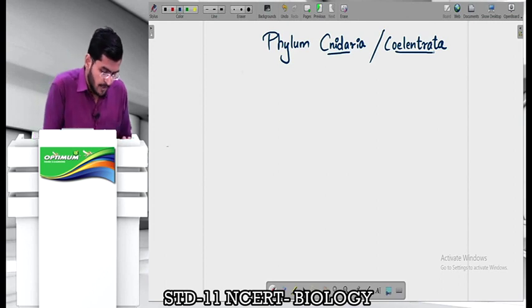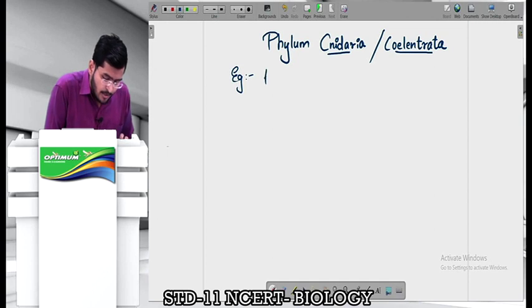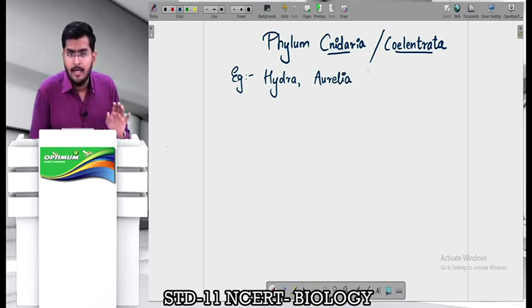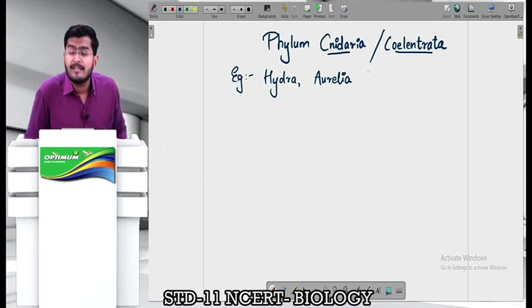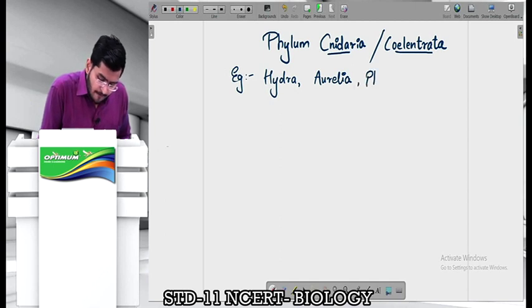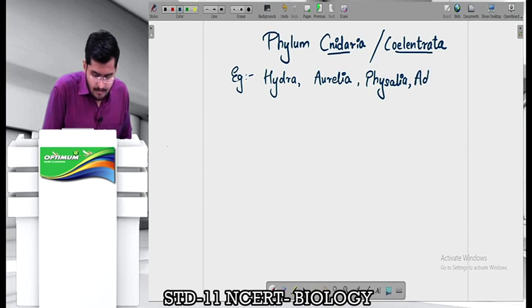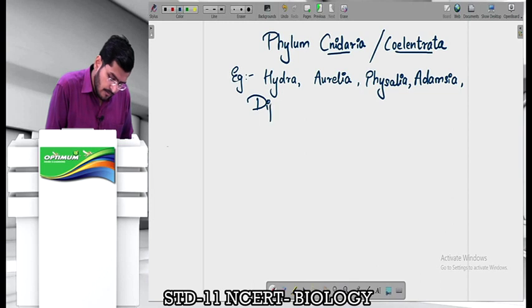Let us first talk about the examples of this organism. There is a huge list of organisms here. You have Hydra, which you have been learning about from school time. You have Aurelia, and I'm sure that if I tell you the common name of this organism, you will very easily recognize it. Aurelia is very commonly called jellyfish. Now I'm sure that you know about it. Physalia, then you have Adamsia, then you have Diploria and Gorgonia.